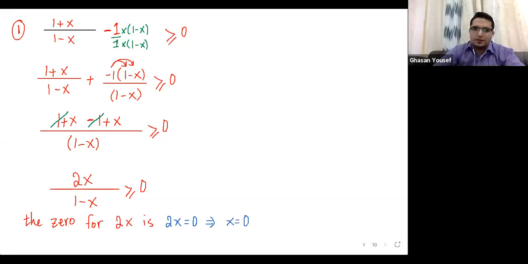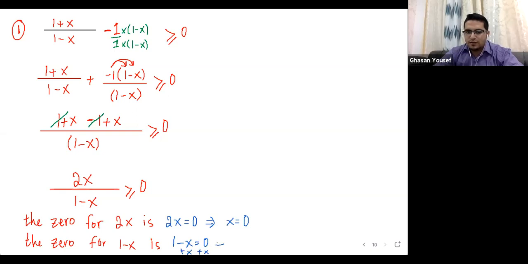And the zero for the denominator is? For 1 minus x it is the same step. 1 minus x equals 0. So we should move the x to the other side by adding x to both sides. Now I get 1 equals x. So this is the second zero.